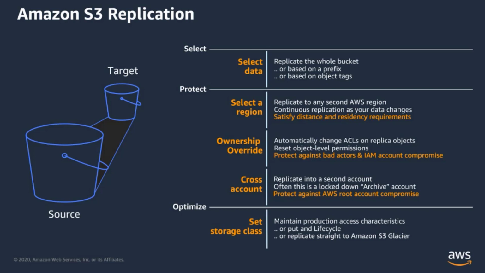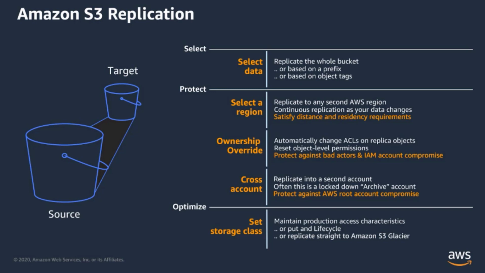Ownership override will take any object that has been uploaded by another account and make that object owned by the owner of the destination bucket. So if you have a bucket where you've allowed cross-account access, those objects uploaded by that account will now be owned by the destination bucket owner. And cross-account replication is a best practice as it means you're protected if a rogue actor compromises your account for the source bucket and starts deleting all your data. They will have no ability to delete the data in your destination bucket.